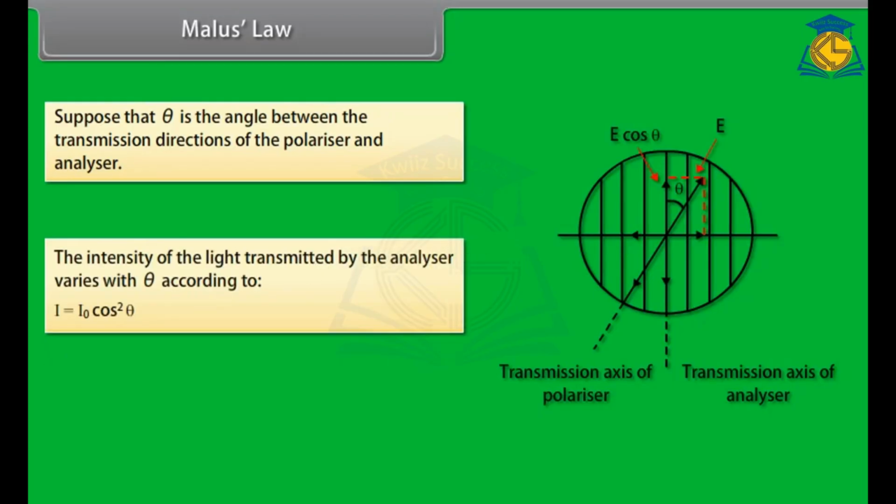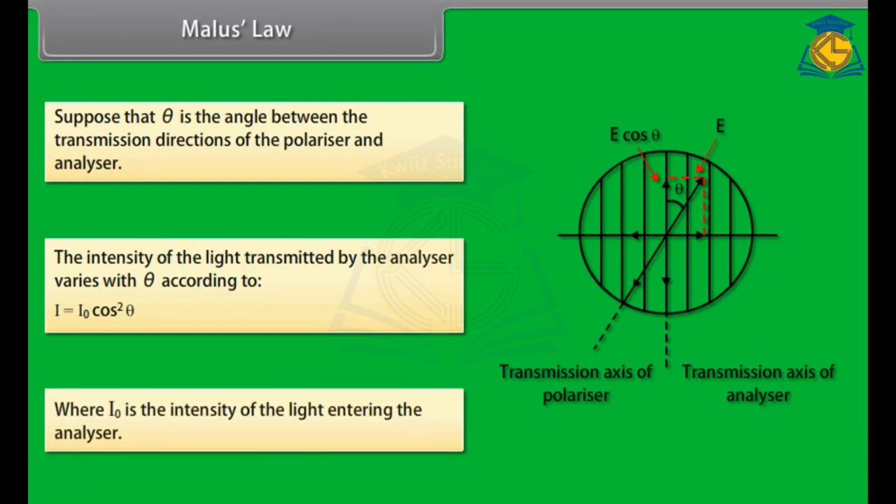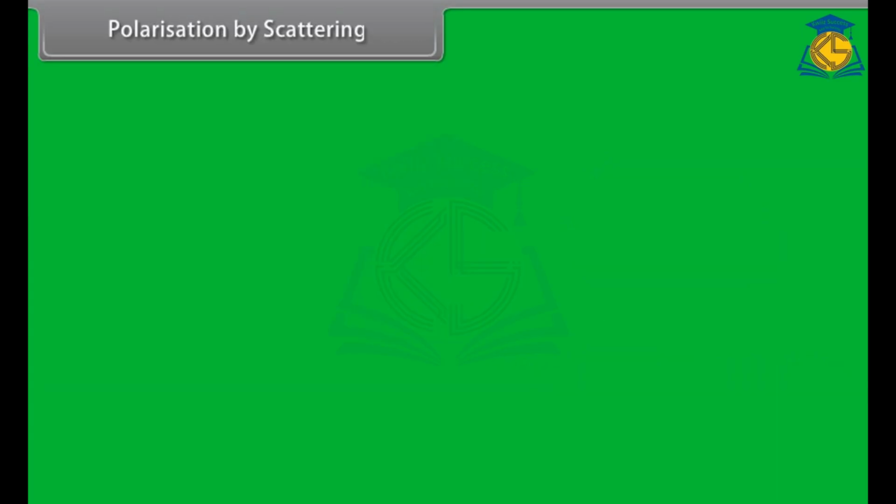The intensity of the light transmitted by the analyzer varies with theta according to I equals I naught cos squared theta, where I naught is the intensity of the light entering the analyzer. Polarization by scattering. Consider an unpolarized light traveling along the y-axis that strikes a gas atom at A.